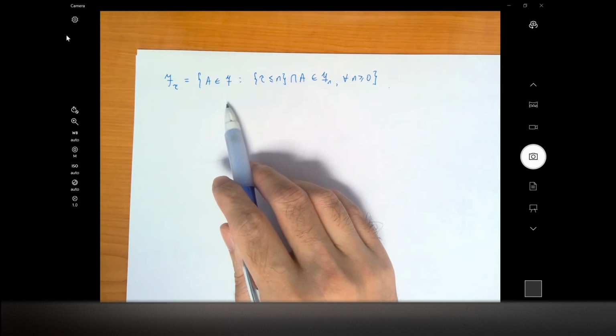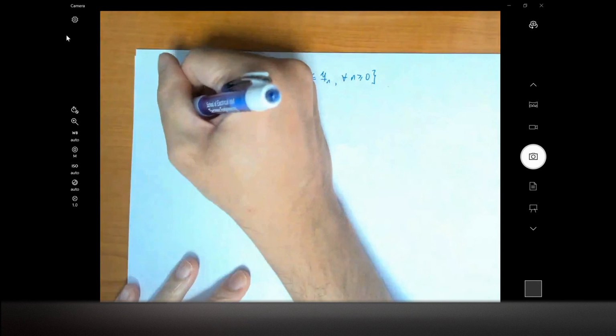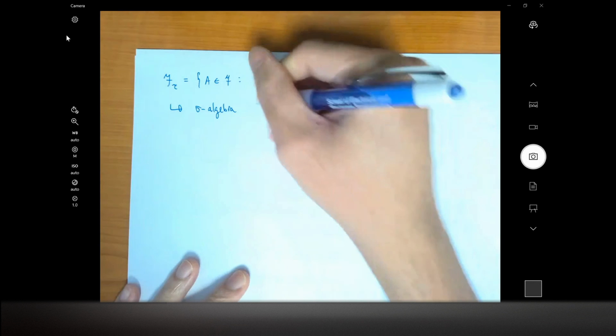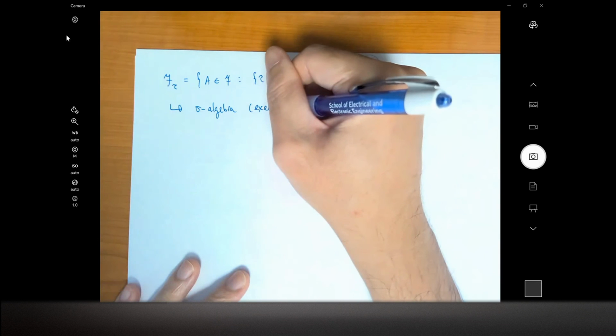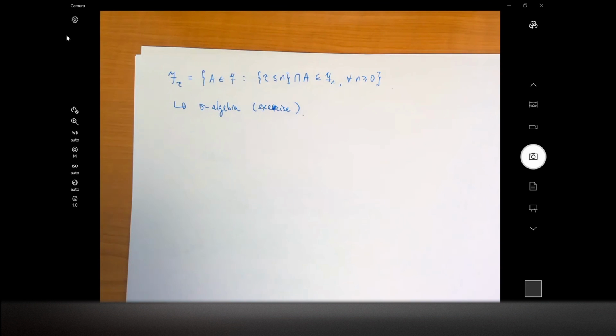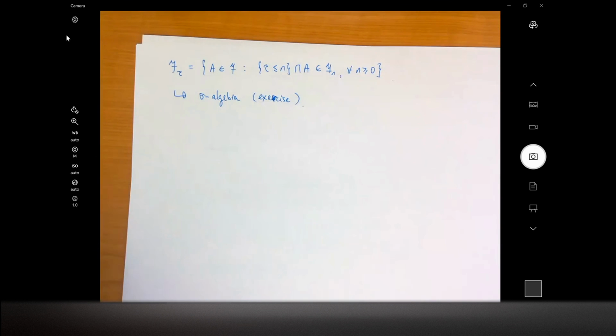So it turns out that this is a sigma algebra. We can prove it; you just have to check that it satisfies the definition of a sigma algebra. I don't need to go through this.